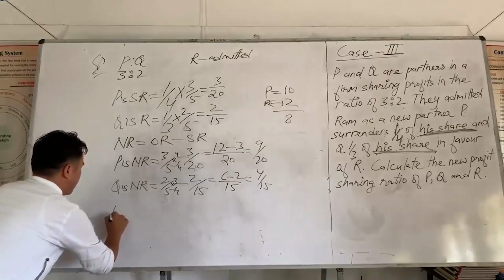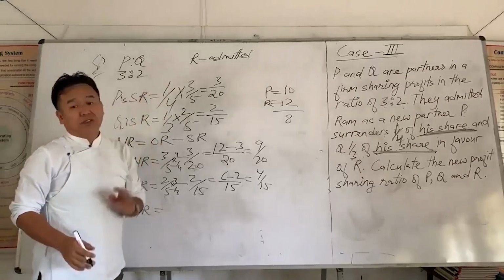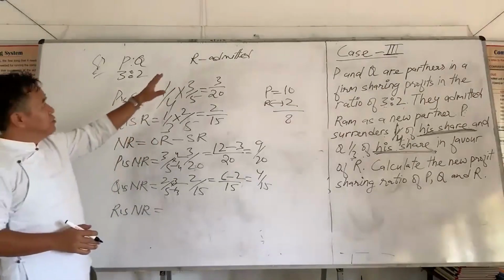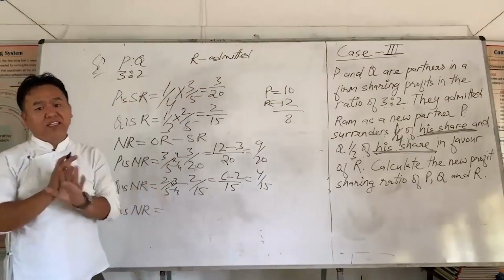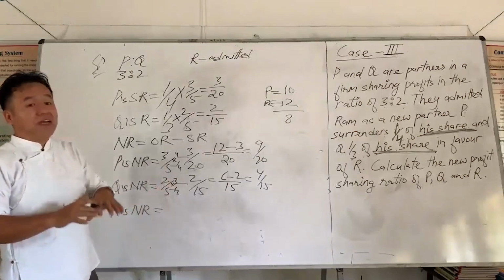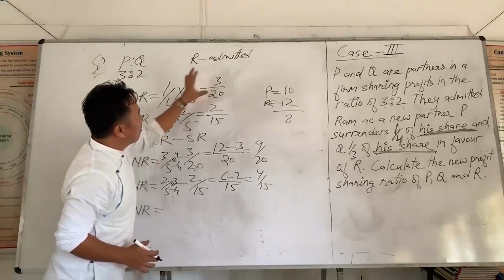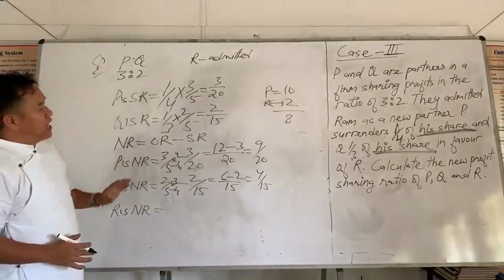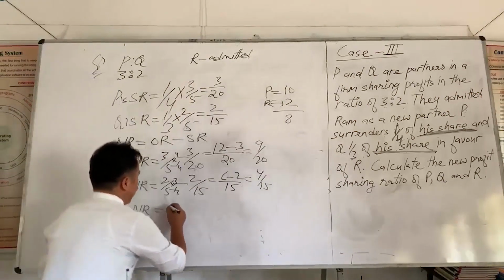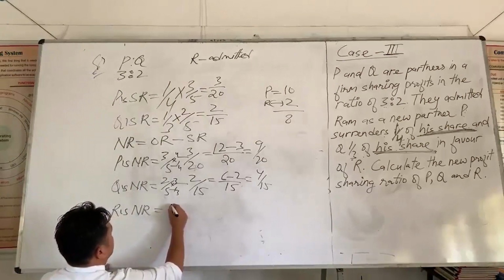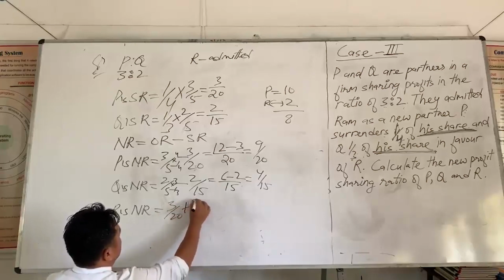Now we are going to find R's new ratio. So here R's new ratio is not given. Whether the new partner's ratio is given or not, it is not important. If it is given, then it is well and good. If it is not given, then we have to find it out by taking the sum of sacrificing ratio of all partners. So we have to take the sacrificing ratio of P and Q. The sacrificing ratio of P is 3 by 20 and the sacrificing ratio of Q is 2 by 15.